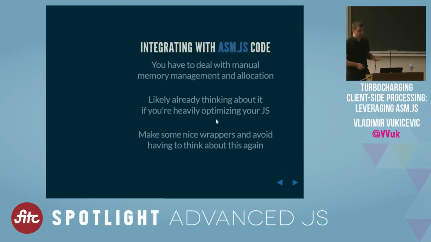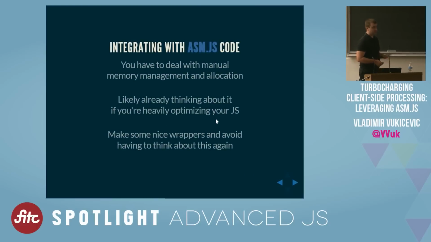In asm.js, you have to deal with manual memory management, manual allocation. But if you're writing high-performance JavaScript, if you're trying to optimize things very heavily, especially for very long-running apps, you're already really thinking about these things. You're already doing a lot of this in JS, but just much less explicitly.